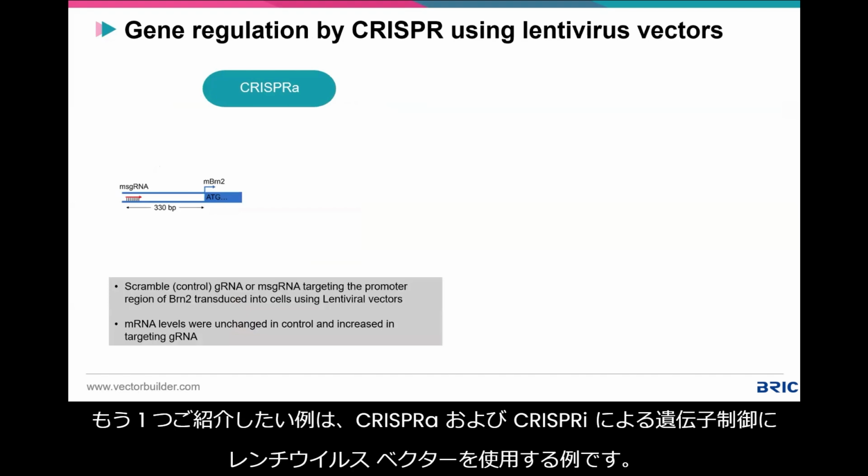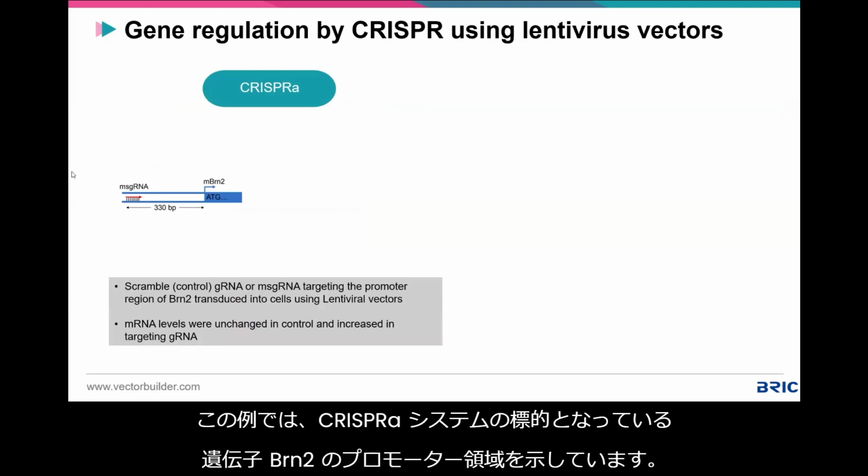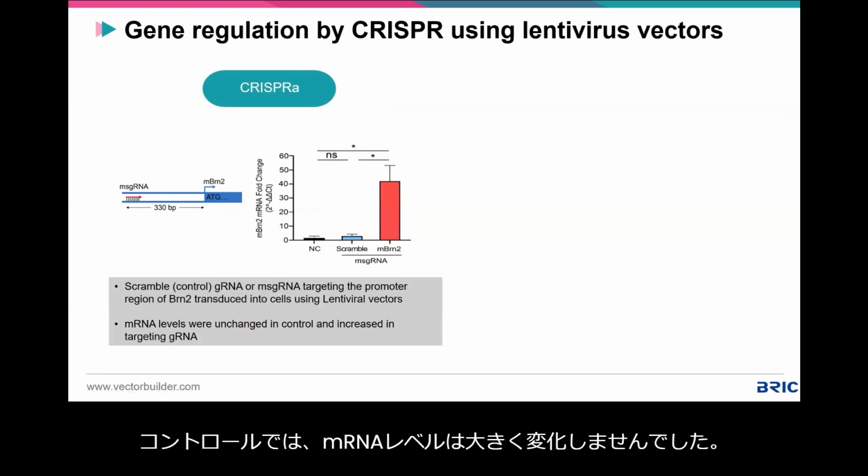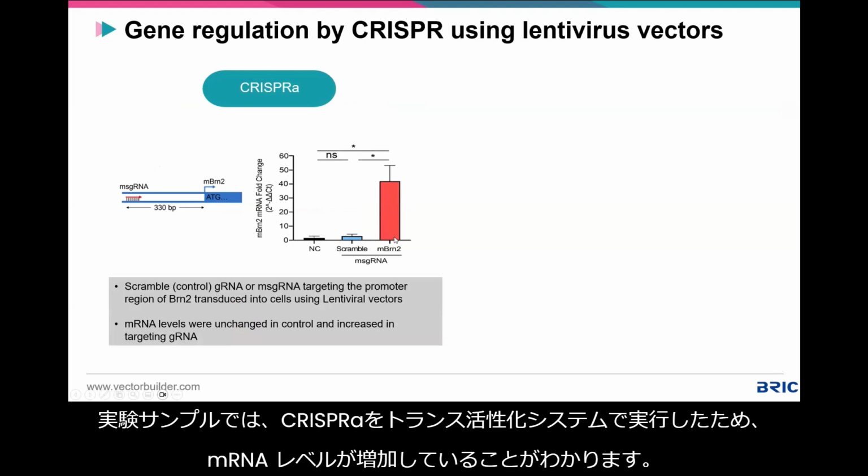Another example that I want to show is using lentiviral vectors for gene regulation, for CRISPR-A and CRISPR-I. Here is an example of CRISPR-A, where the promoter region of the gene BRN2 is being targeted by the CRISPR-A system. And you can see that in the controls, mRNA levels didn't change much, but in the experimental sample, the mRNA levels increased because we are doing CRISPR-A with the transactivation system.